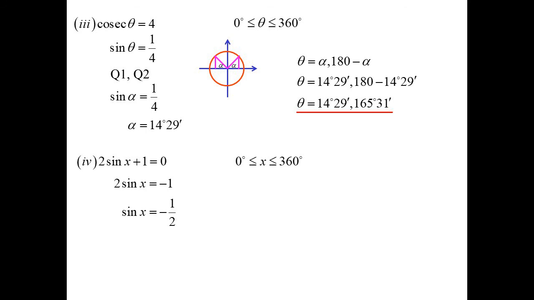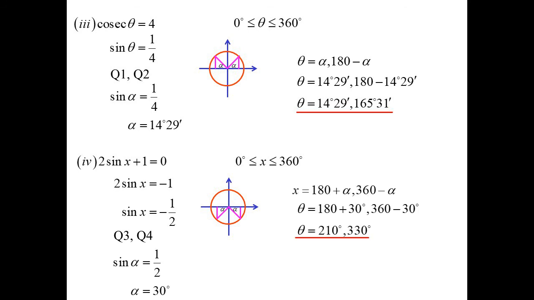Okay, sine's negative. So I'm in the third and the fourth quadrant. And the acute angle for that one is 30 degrees. So we're looking for 180 plus the acute and 360 minus the acute. There's our two possible answers, 210, 330. Hang on, I've got two different trig ratios here.